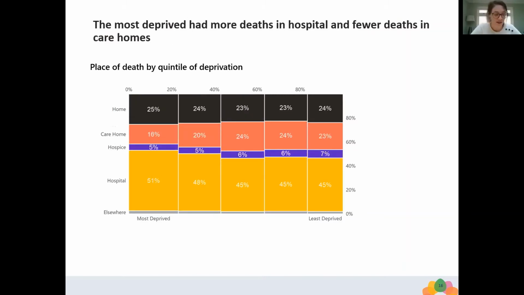Looking at place of death by deprivation quintile, here we have the most deprived quintile on the left, moving up to the least deprived, or the most affluent, on the right. And between quintiles, there were more deaths in hospital for the most deprived, and that seems to be almost a substitution with deaths in care homes, as the most deprived also had the fewest deaths in care homes. For deaths at home and deaths in the hospice, they do differ, but they're much more similar across the different quintiles.